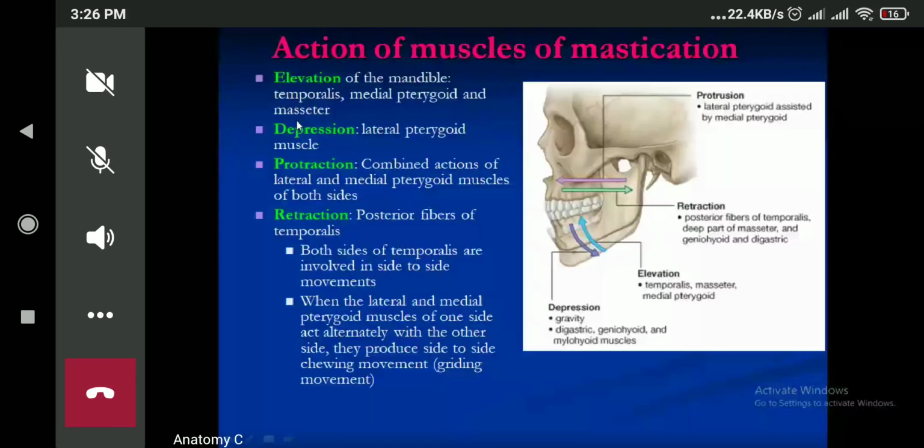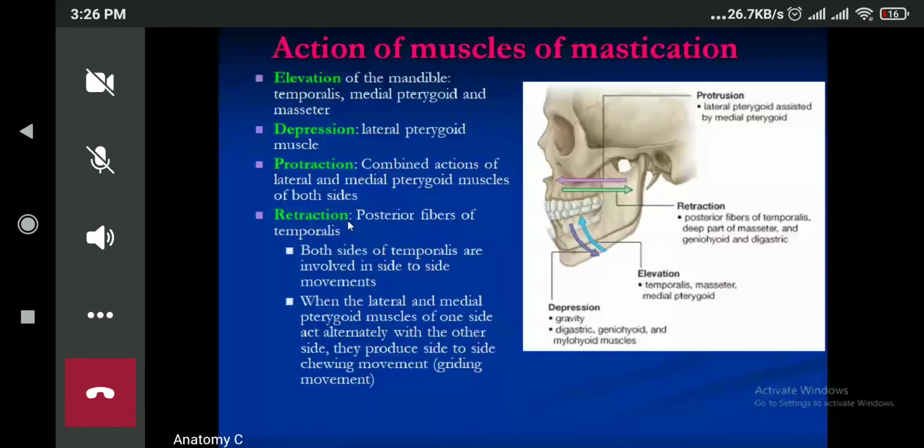Now next, see the protraction. Protraction is caused by the lateral pterygoid muscle, medial pterygoid muscle, and also by the masseter. But the retraction is mainly caused by the temporalis muscle, because the temporalis is present slightly posteriorly and has its insertion anteriorly. So this is going to pull the mandible posteriorly, that is known as retraction. And side-to-side movement is the combined action of all those muscles. The lateral and the medial pterygoid muscles of either side will act at the same time and produce a side-to-side movement.